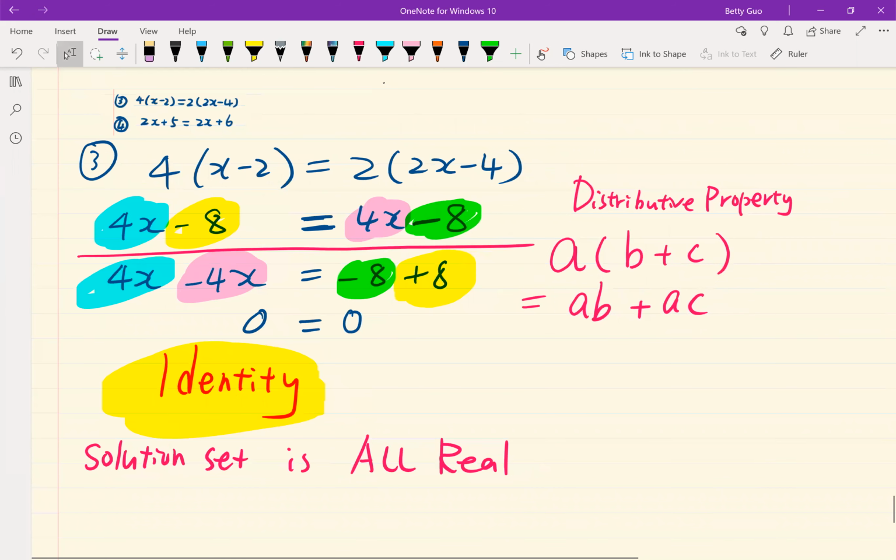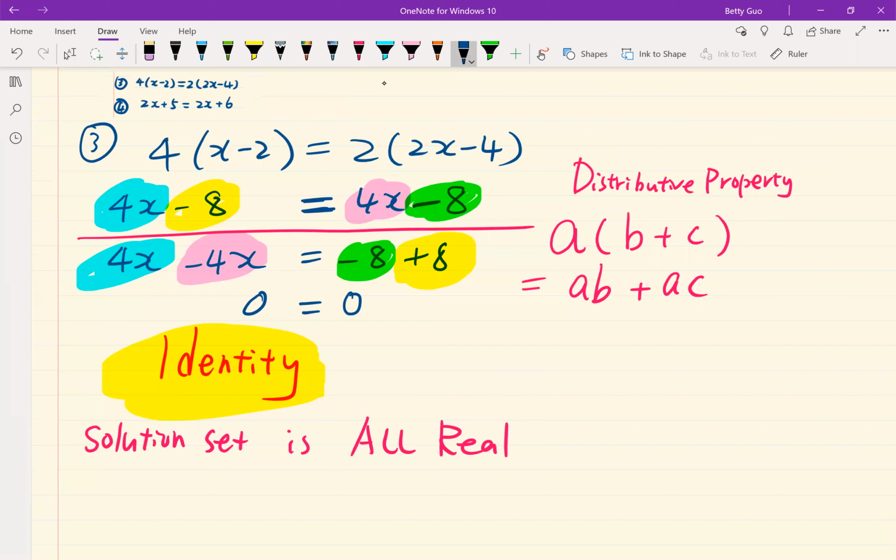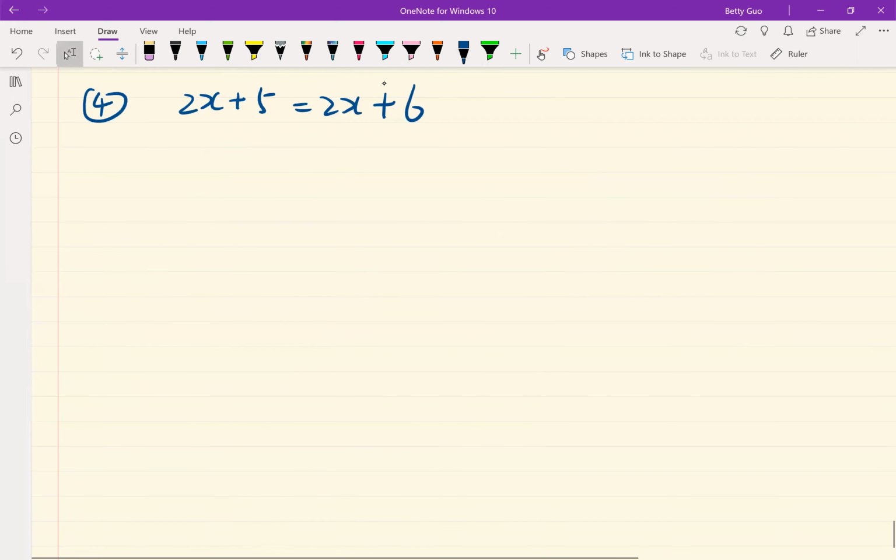Number 4, we have 2x plus 5 equals 2x plus 6. Step 1, simplify each side separately. We don't have to do that. And we have 2 terms on the left. I do the same thing again. Blue, yellow, pink, green.